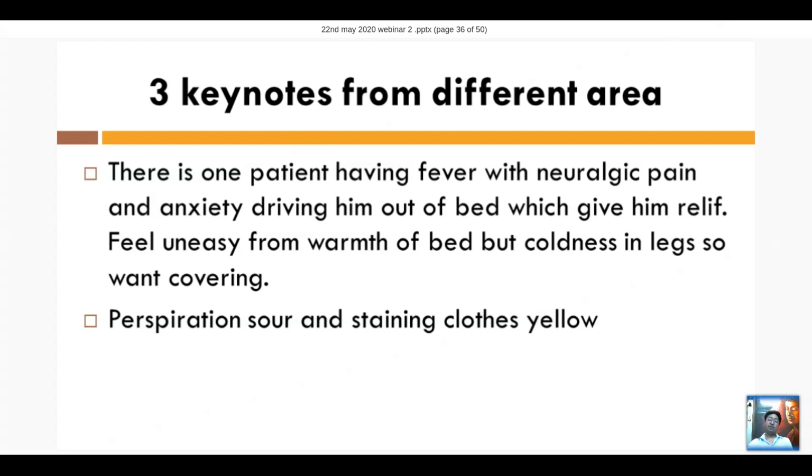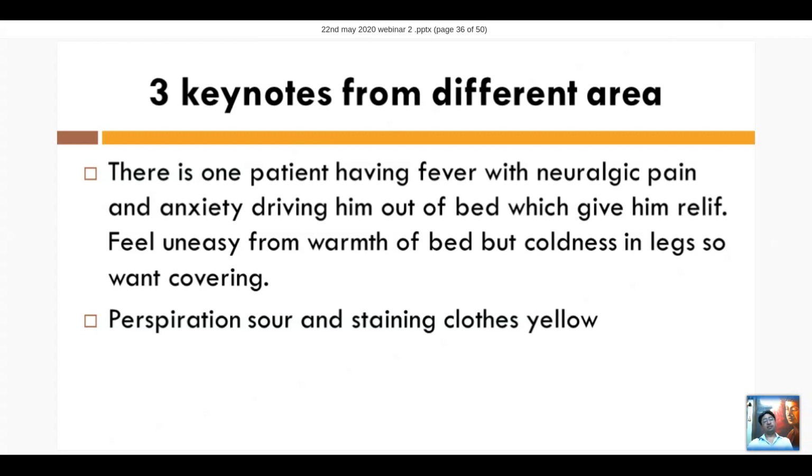Now we are having three keynotes which belong to different systems. For example, one in regard to perspiration, that is perspiration sore, and it is staining the clothes yellow. These symptoms are very, very important. Like in Chelidonium, there is one symptom, leucorrhea white, staining linen yellow. This is a very important keynote of Chelidonium. So here the patient is saying that perspiration is sore, but staining clothes yellow.